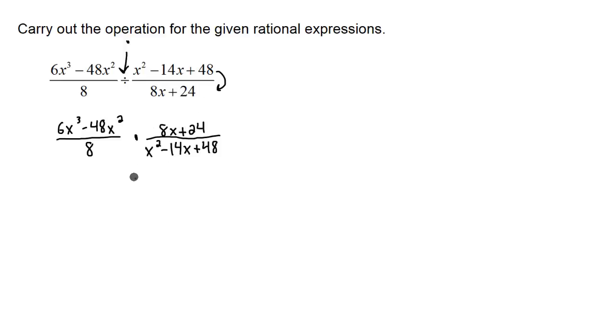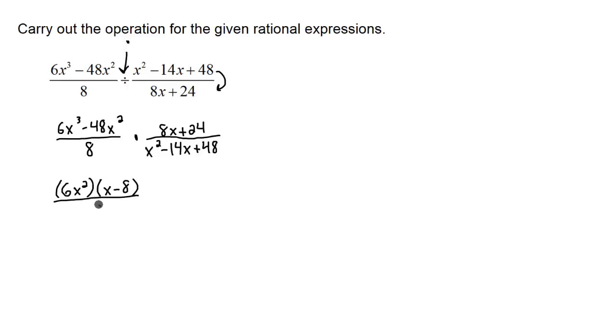Now we could treat it like multiplication, and when I do multiplication with rational expressions, I always say factor any way you could possibly factor, because usually we could cancel some things out. So in this top part here, the numerator, we could factor out a greatest common factor. That term is going to be a 6x squared, and when we divide it out of this binomial, we're left with an x minus 8.